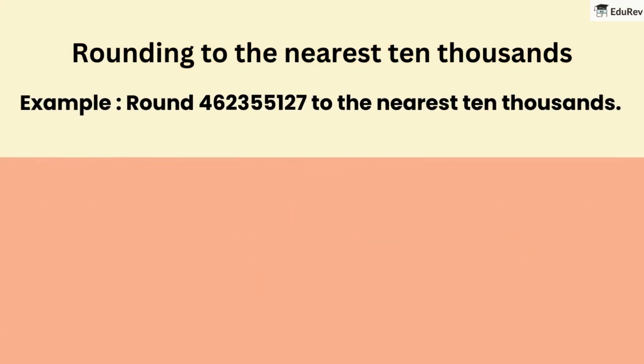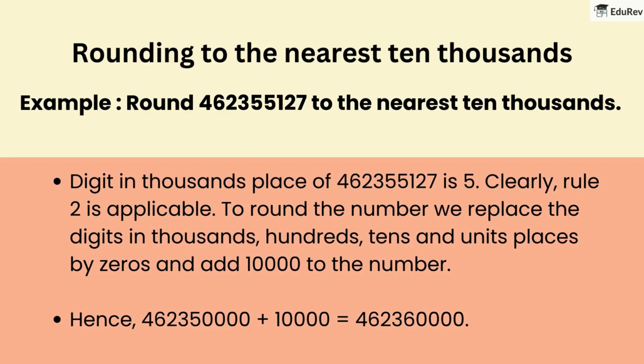Example. Round 462355127 to the nearest 10,000s. Digit in thousands place of 462355127 is 5. Clearly, rule 2 is applicable. To round the number, we replace the digits in thousands, hundreds, tens and units places by zeros and add 10,000 to the number. Hence, 462350000 plus 10000 is equal to 462360000.